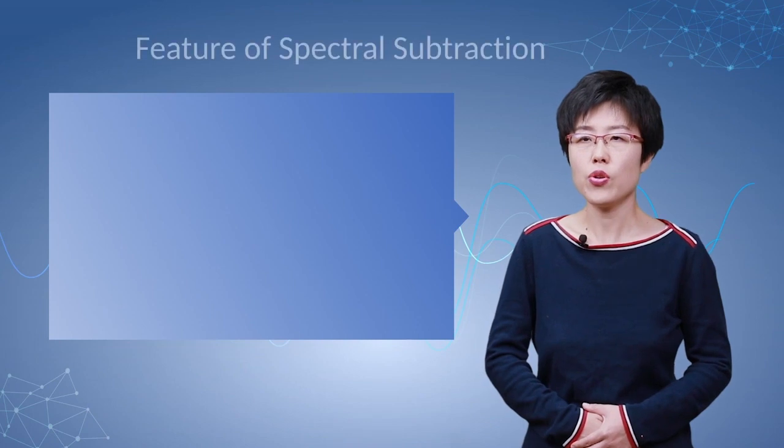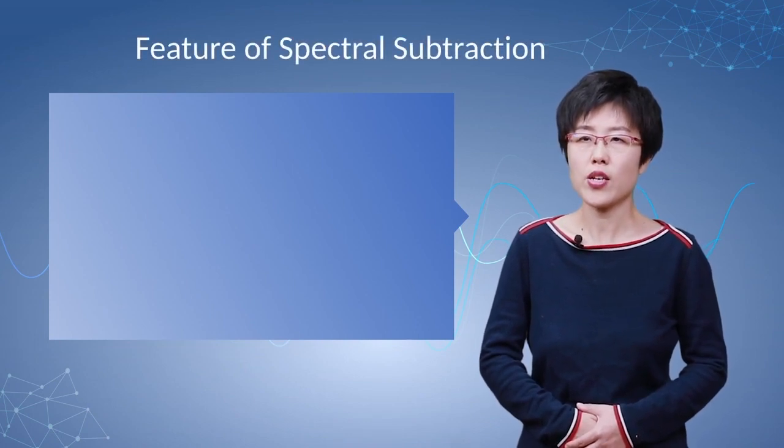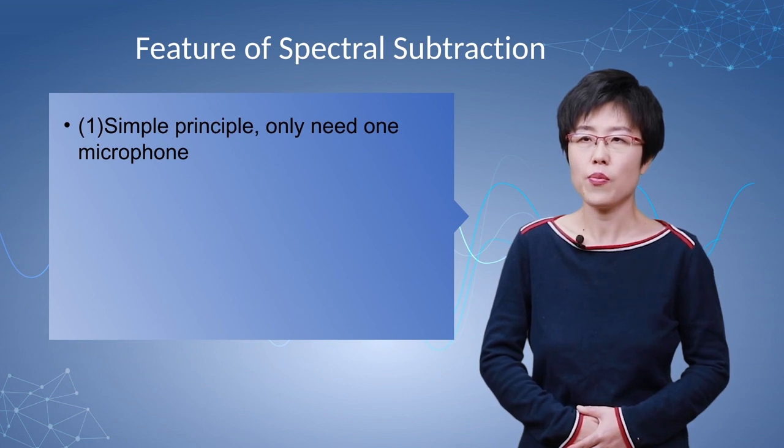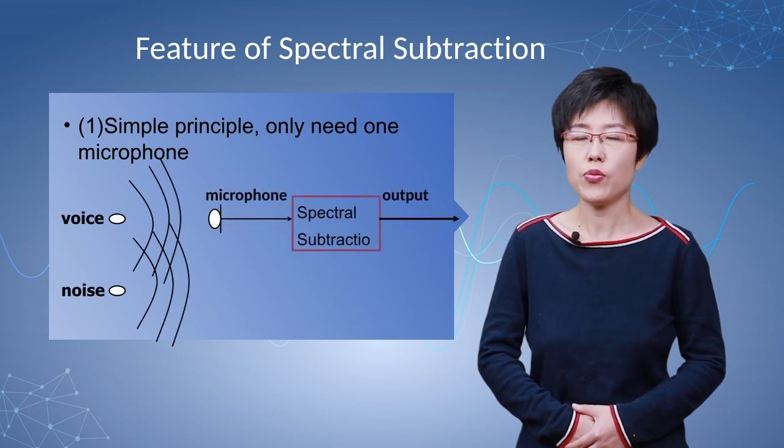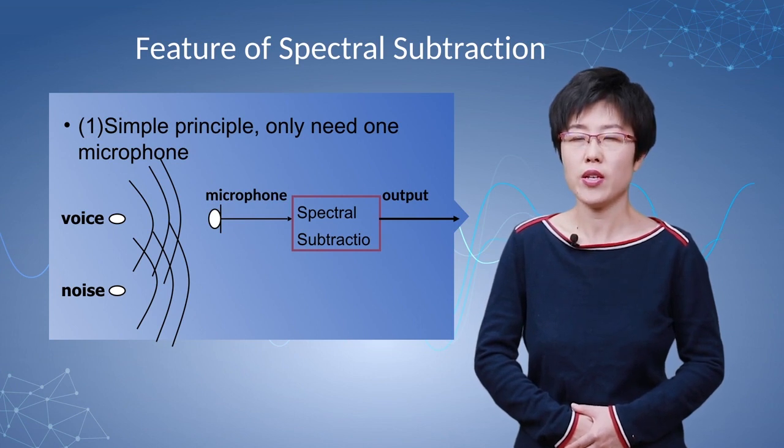In order to estimate background noise, speech enhancement techniques typically assume that background noise is stationary. That is, its spectral properties do not change over time, or at least are more stationary than speech. In real applications, the spectral subtraction method has a simple principle and only needs one microphone. It can be realized with low complexity and easily implemented in hardware.